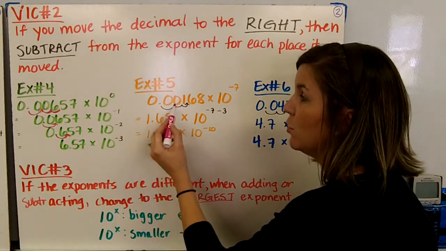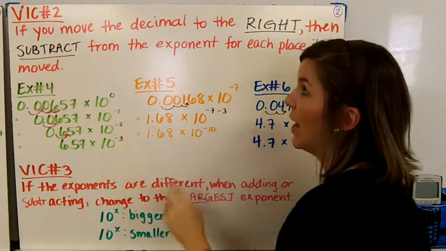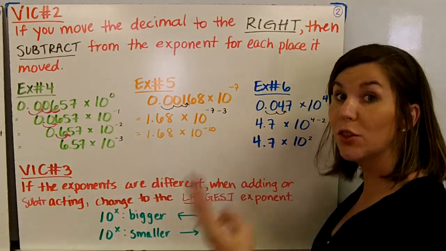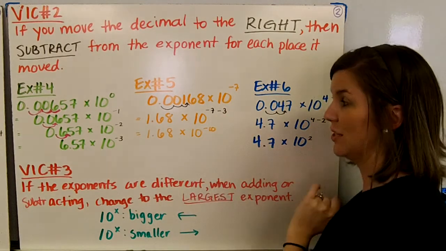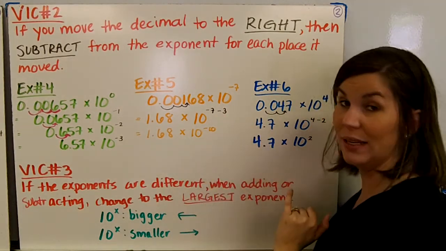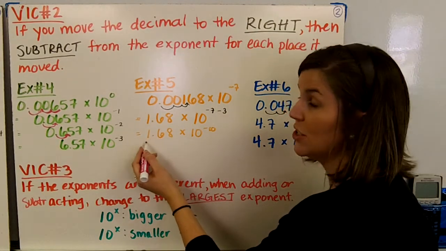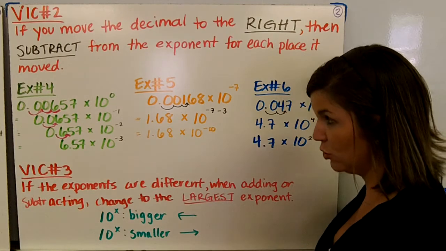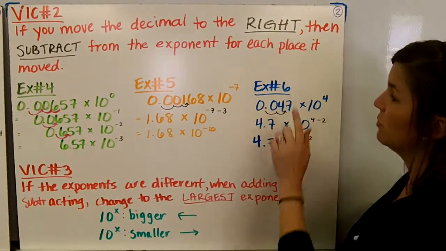You can see that we have to move the decimal 3 places to the right, which means we're going to subtract from the exponent. Subtract 3 for the 3 places we have to move. -7 minus 3 more gives you -10 as our exponent. Notice that we only have 1 digit in front of the decimal, so this is in scientific notation. Example number 6.